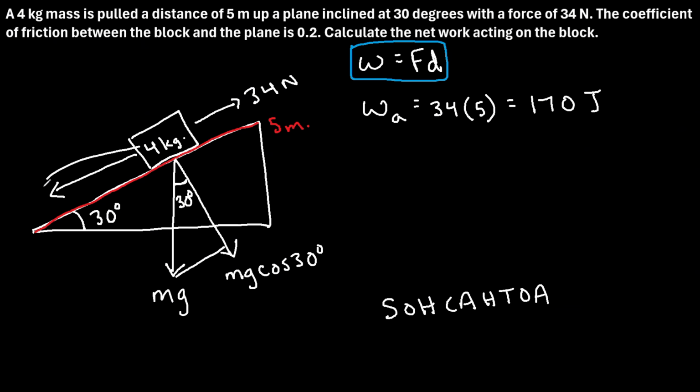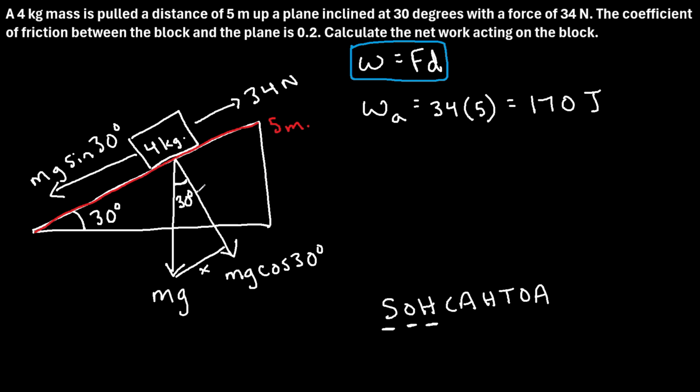And this parallel component of gravity is going to be equal to mg times the sine of 30 degrees. And where does this value come from? Well, again, let's refer to SOHCAHTOA. The sine of an angle must be equal to the opposite side of a right triangle divided by the hypotenuse of the triangle. So if we consider this angle right here, the opposite side would be this side right here, so let's call that x. And again, the hypotenuse is this side of the triangle, which is mg.